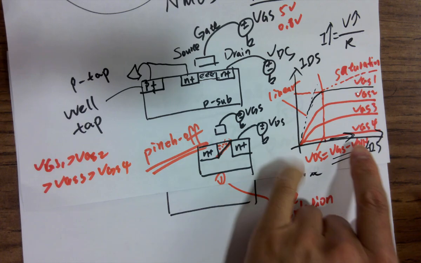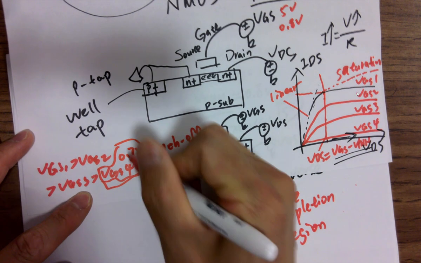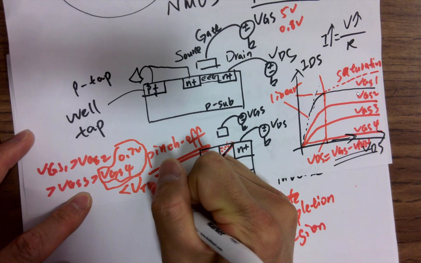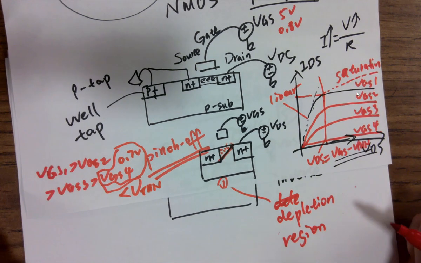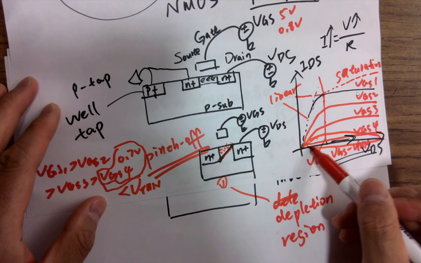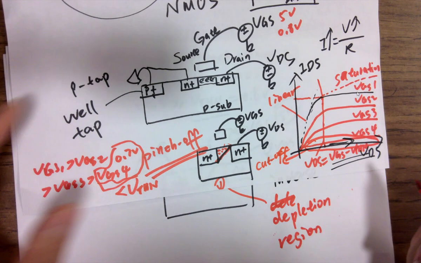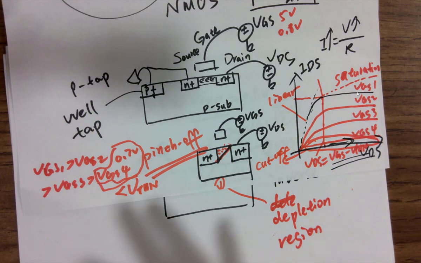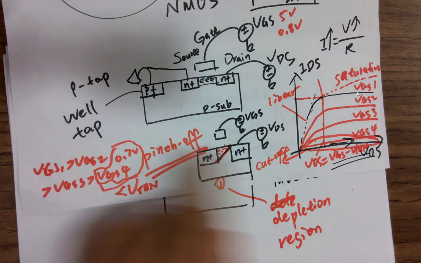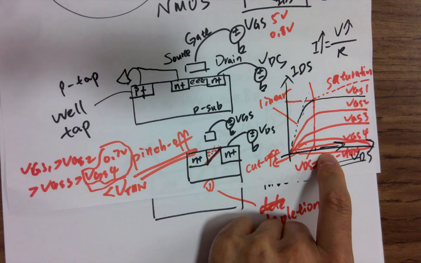If VGS 4 is probably 0.7 volts, so it's less than VTHN, the threshold voltage of the NMOS, which is 0.8 volts. And this region specifically here is called cutoff. It's a cutoff region because it's not on. You cannot use it. There will be some leakage of current going through the drain and source, but it's not really effective. People are not operating in that mode. So you have linear mode, saturation mode, and cutoff mode.